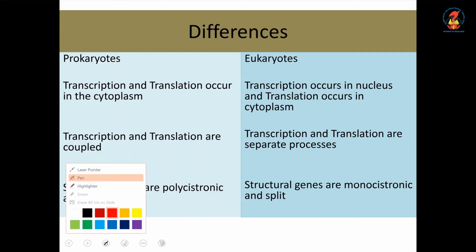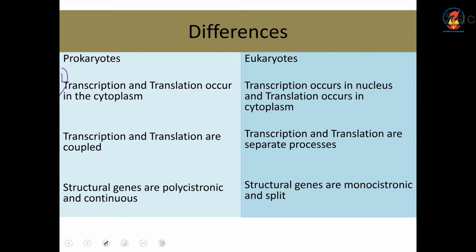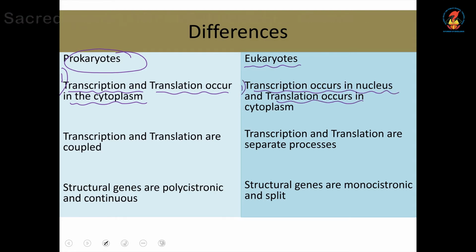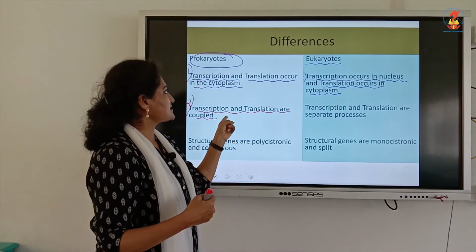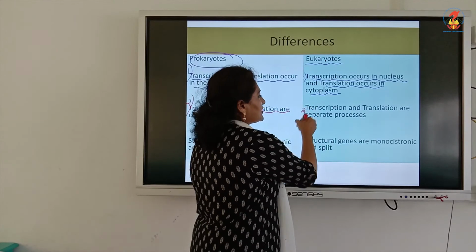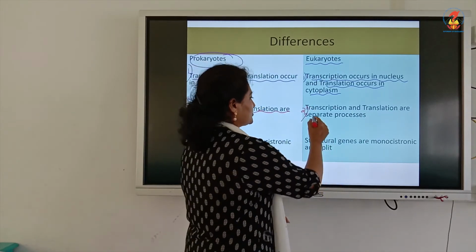The differences dealt with so far. First difference: in prokaryotes, both transcription and translation occur in the cytoplasm because there is no well-defined nucleus. Whereas in eukaryotes, transcription occurs in the nucleus and translation occurs in the cytoplasm. Second difference: in prokaryotes, transcription and translation are coupled, which means even before transcription gets over, translation starts, whereas in eukaryotes, transcription and translation are two different processes.